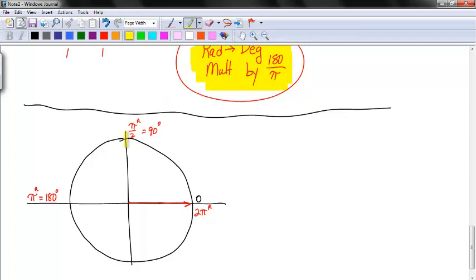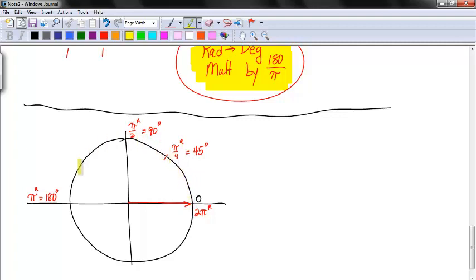If I said take from here to here, what's half of that? What's half of pi over 2? Pi over 4. So pi over 4 radians is actually how many degrees? 45 degrees. Okay, let's go back the other way.